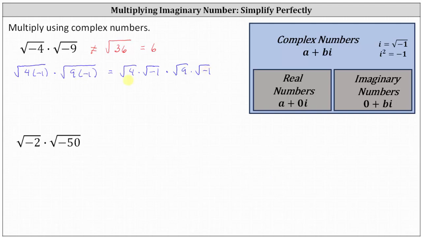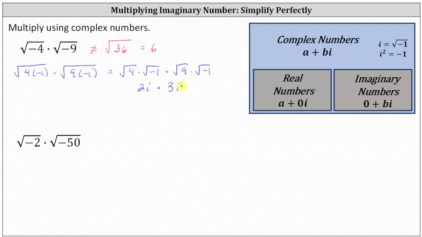Because the square root of 4 and the square root of 9 simplify perfectly, we'll go ahead and simplify now. The square root of 4 is equal to 2 because 2 squared equals 4, and the square root of -1 is equal to i, giving us 2i, and then times the square root of 9, which is equal to 3 because 3 squared equals 9. The square root of -1 is equal to i, giving us 3i.